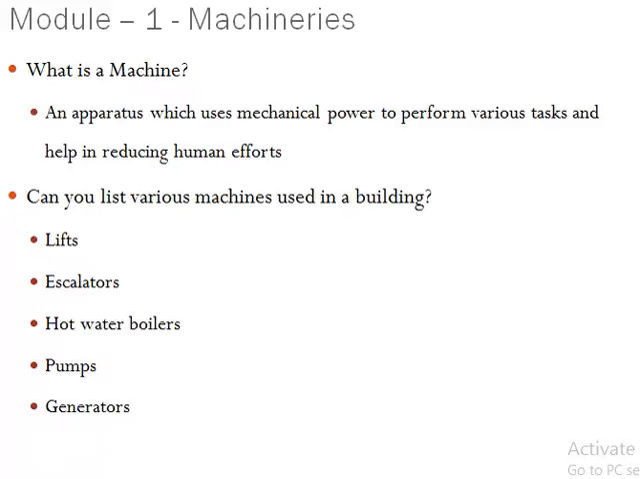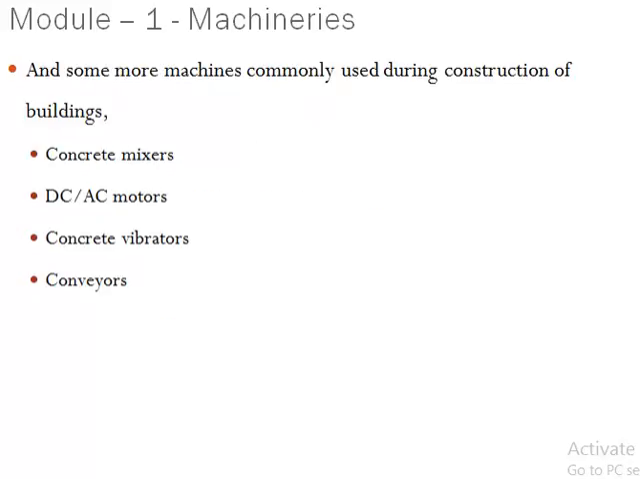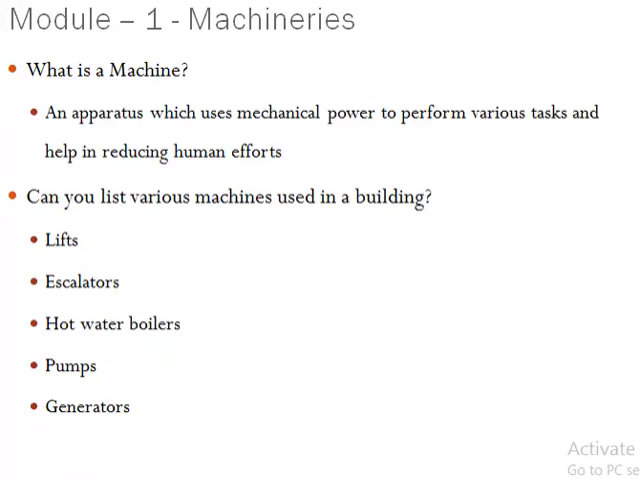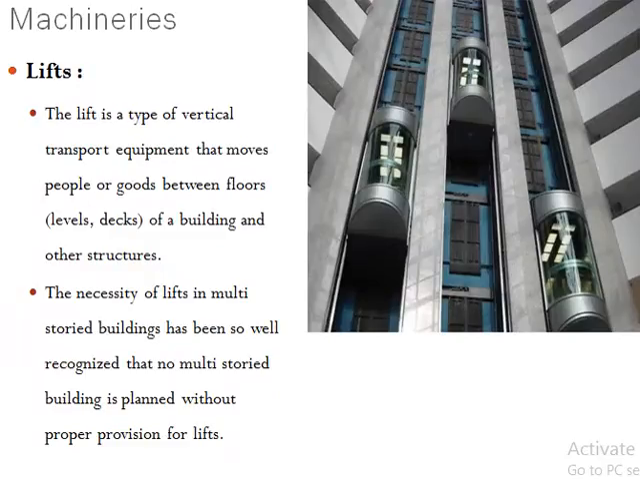there are some machines which are used at the time of construction of a building. These machines are concrete mixers, DC and AC motors, concrete vibrators, and conveyor belts. So we'll be studying all these machines in module number 1. The first type of machine, and the most common type of machine which we are going to study here, is the lift. So what is a lift?